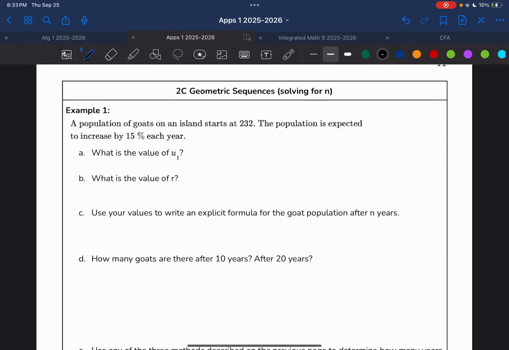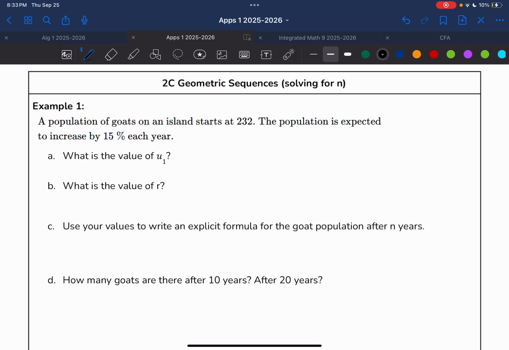All right, and let's see a tangible example of this. So the population of goats on an island starts at 232. Because it's starting there, the 232, that's your U0, right? That's tricky. That's your U0. The population is expected to increase by 15% each year. What is the value of U1? What is the value after it has increased by 1 year?